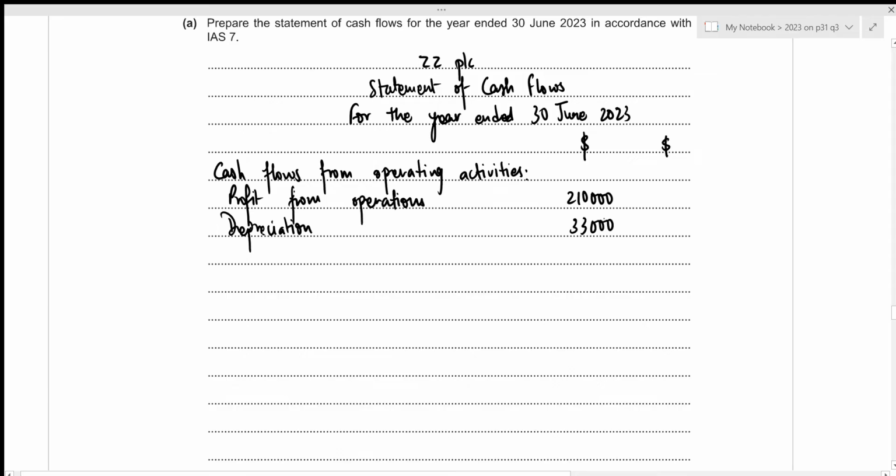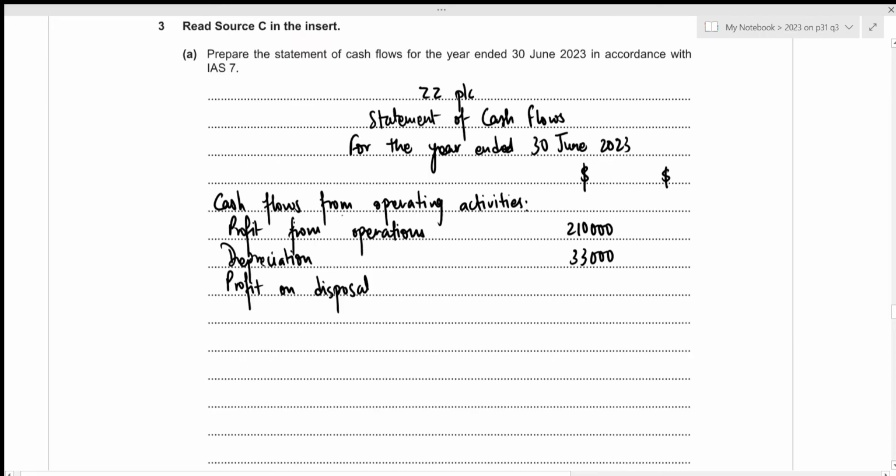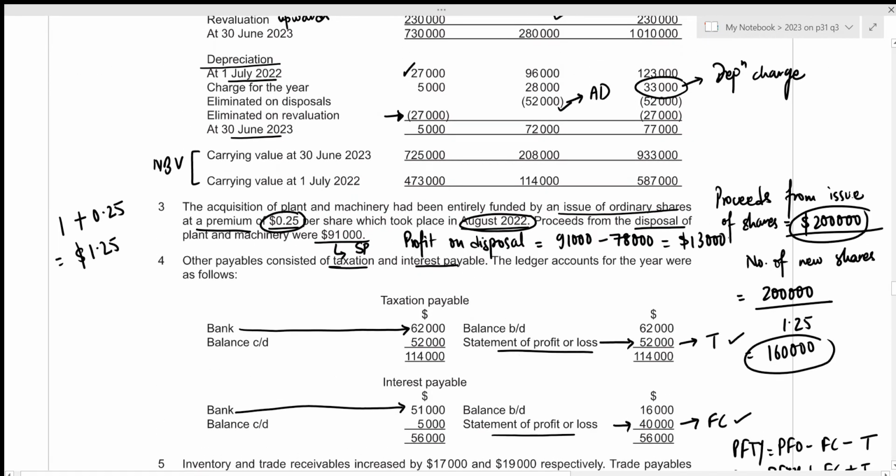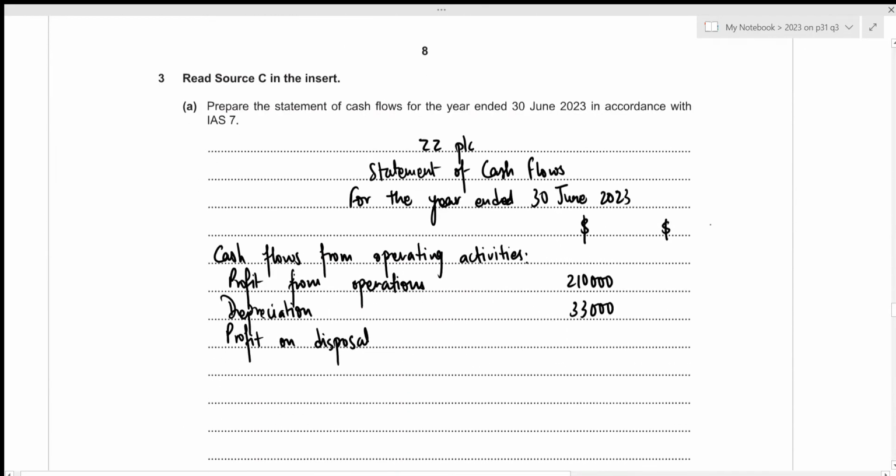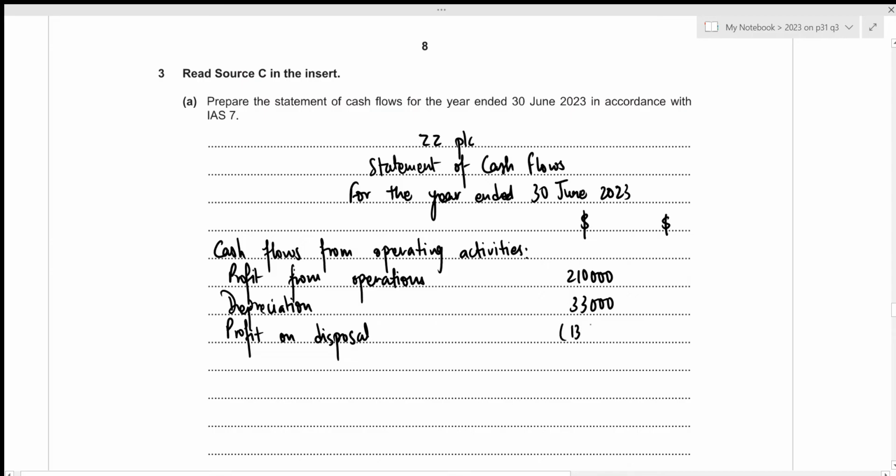Then another adjustment would be for profit or loss on disposal, since disposal of any asset will be recorded under our investing activities section. So we have to remove that aspect from our operating activities. And in this case, we calculated a profit on disposal, and we calculated it to be 13,000. And again, we're talking about removing it, right? Since profit on disposal was added while calculating the profit from operations, in order to remove it, we will now have to subtract it. So we will be subtracting the 13,000. Okay, now we have made adjustment for our non-cash expenses as well as adjustment on any disposal values.